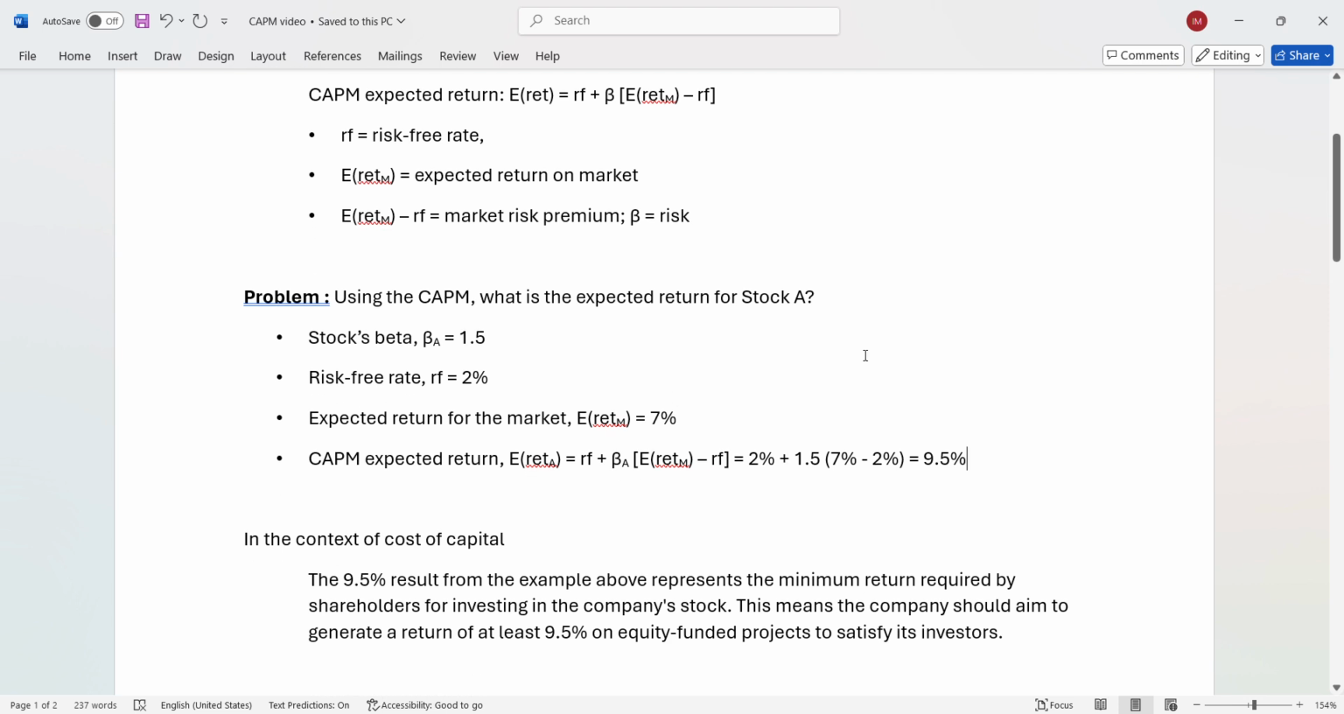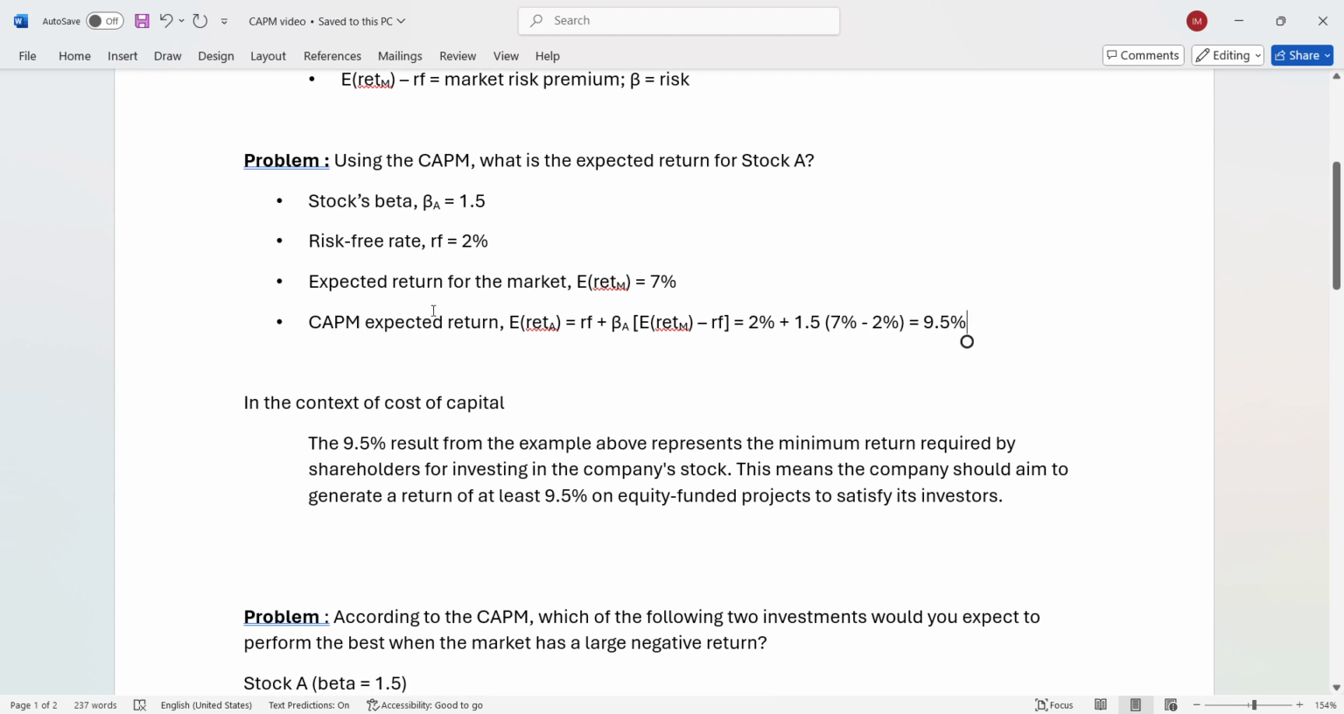What is the expected return for stock A? As you can see, the stock beta is 1.5, the risk-free rate is 2%, and the expected return for the market is 7%. So you have all the information to calculate the expected return. If you know the formula, you can just plug in the values: the risk-free rate, which is 2%, and your beta is 1.5, so you put 1.5 here, and the risk premium is the difference between the expected market return and the risk-free rate, so 7% minus 2%, and thus you get 9.5%.